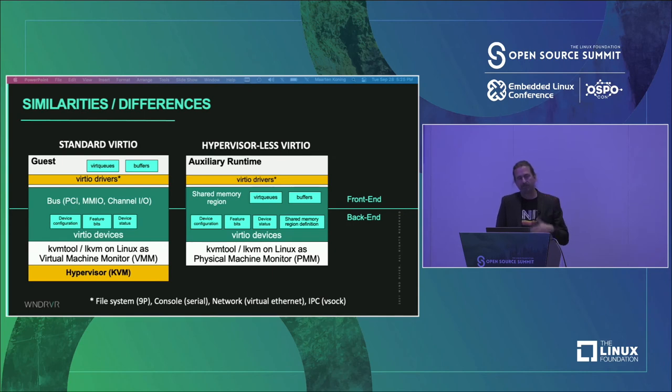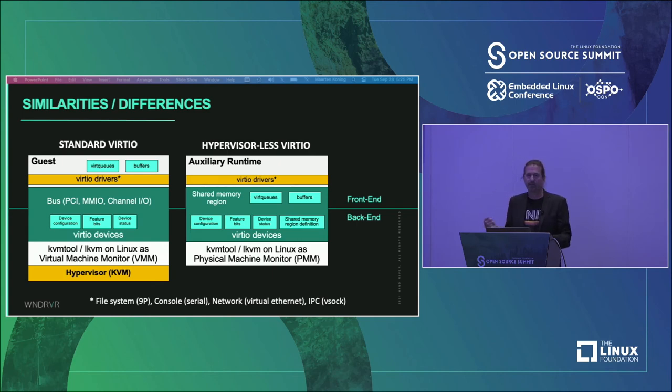So with standard virtio, with these down calls down into the VMM, for example, on KVM, there are these VM exits and traps that are happening as you're interacting with the virtio devices. But with hypervisor-less virtio, there's nothing to trap to. So instead, you're writing into the shared memory and then updating these device registers for the virtio devices, and something has to process that.